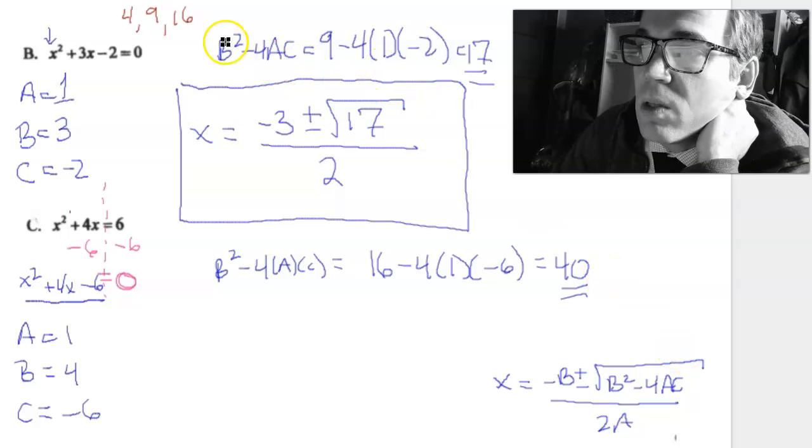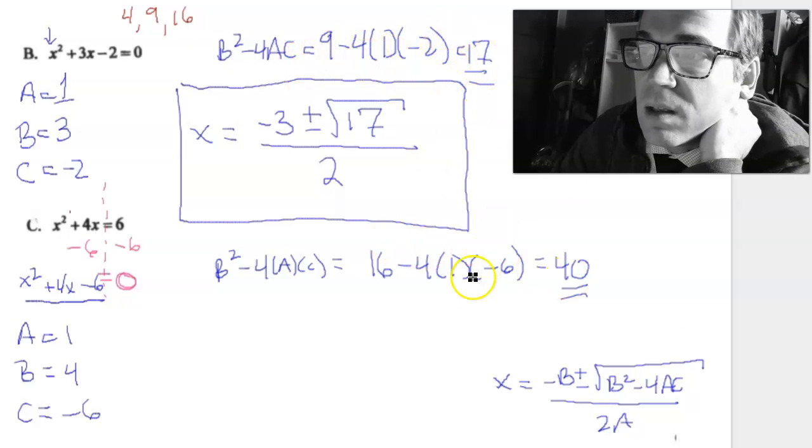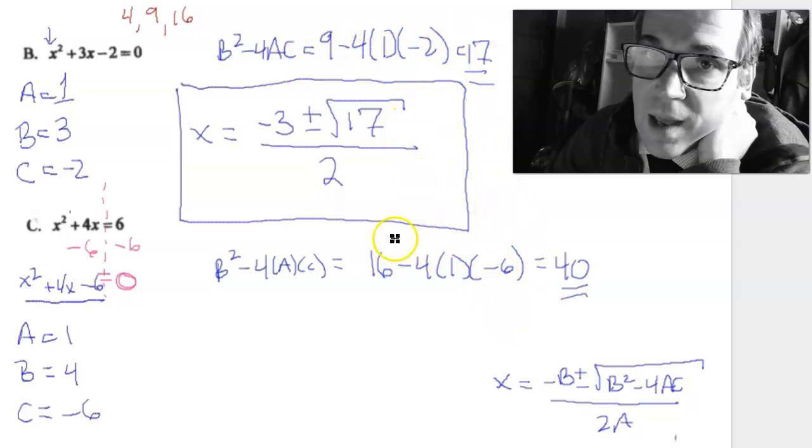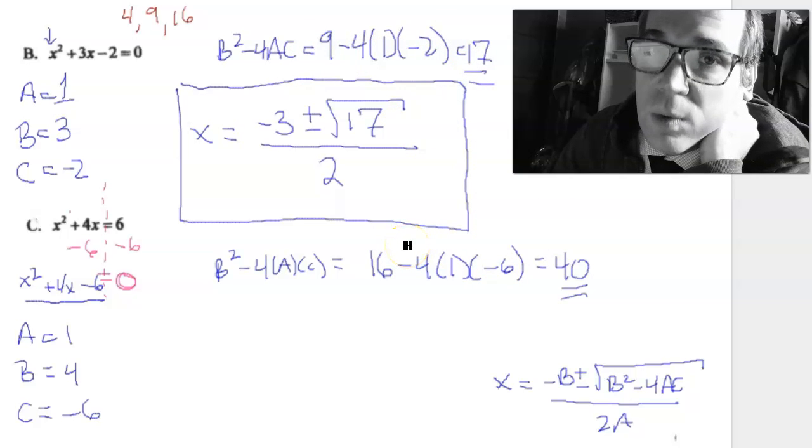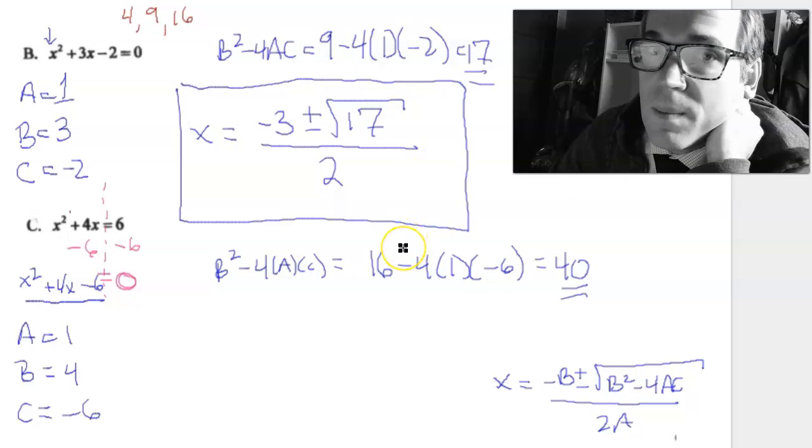So if you haven't been going along and getting your calculator out and doing these things, I really suggest that you do that, just so you know for sure that you're doing it correctly and you can correct any mistakes you might be making with a calculator.